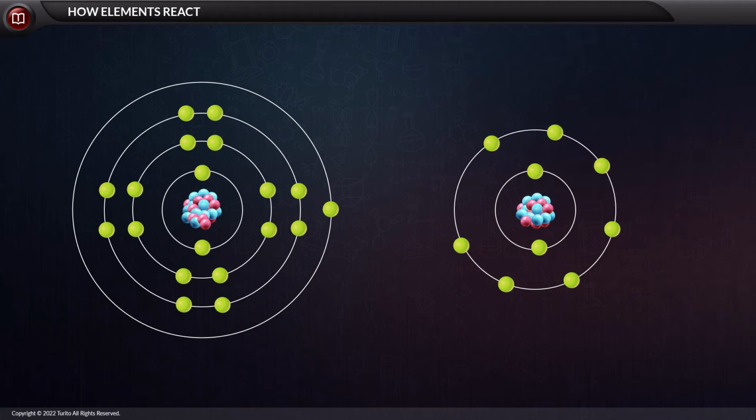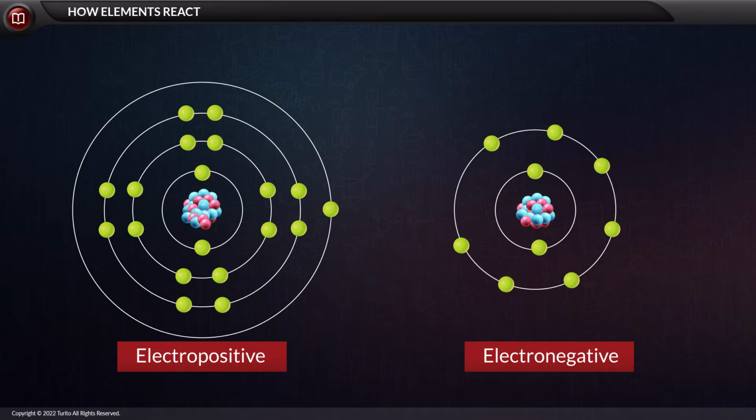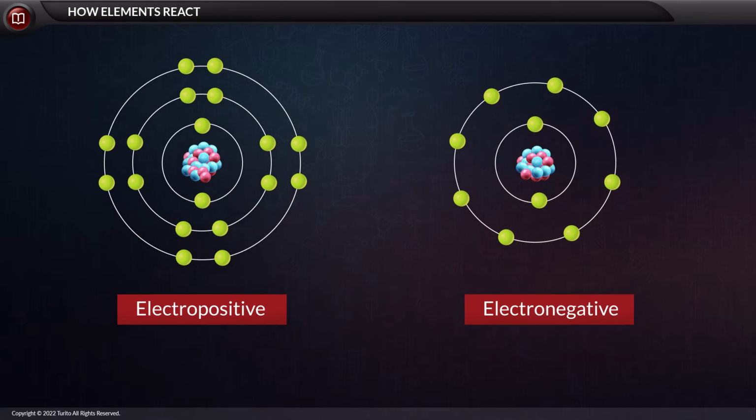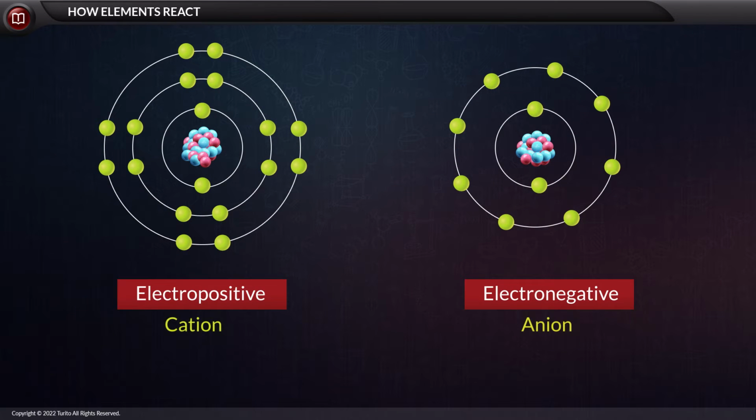Now, there are certain elements that are electronegative and electropositive. The electronegative readily want to accept electrons, whereas the electropositive elements readily want to donate electrons to gain stability. This is how anions and cations are formed.